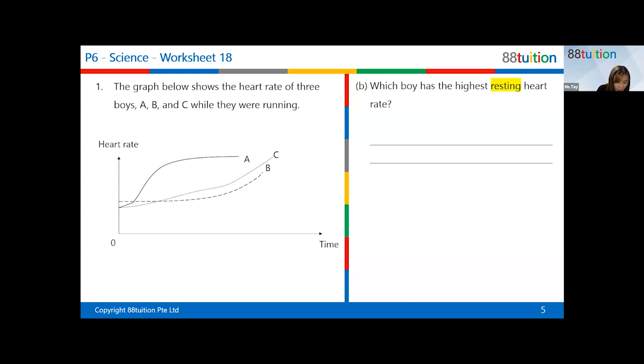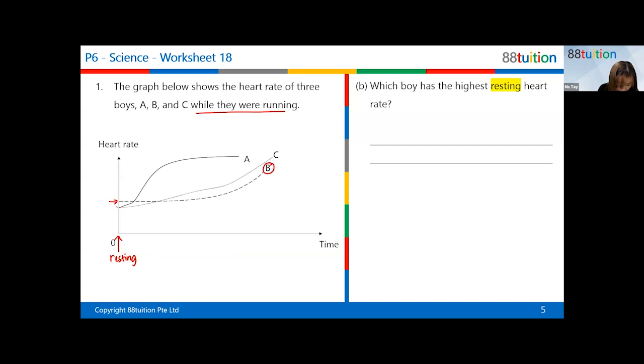Okay, so resting rate, because the graph shows when the boys were running, we are going to take time 0 to be the resting rate. Because when they just started running, the first measurement of the heart rate is very close to the resting rate. So if you take a look here, the highest is actually this one, and that is boy B.